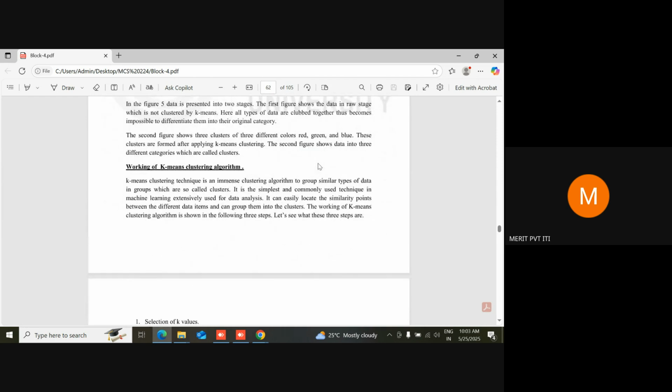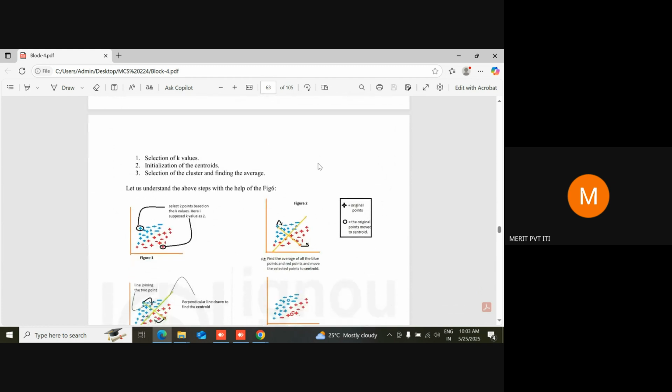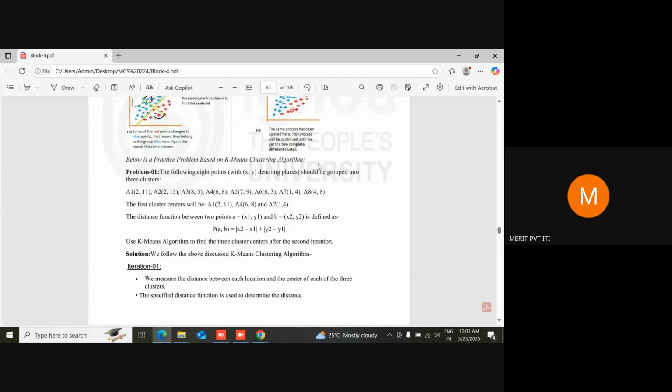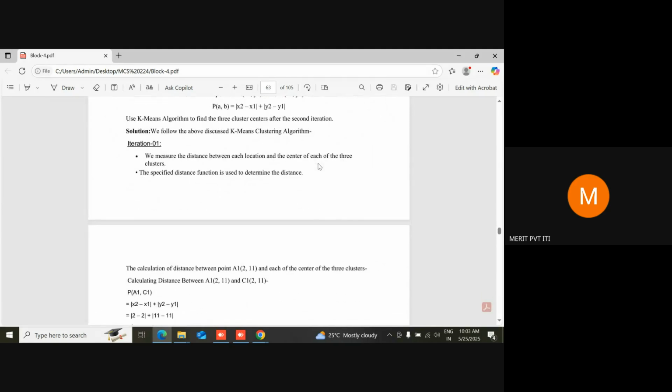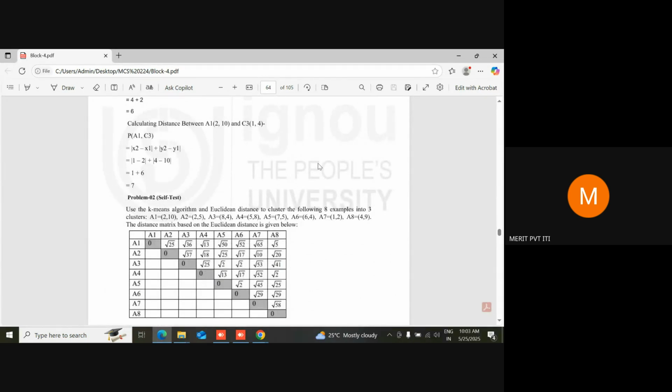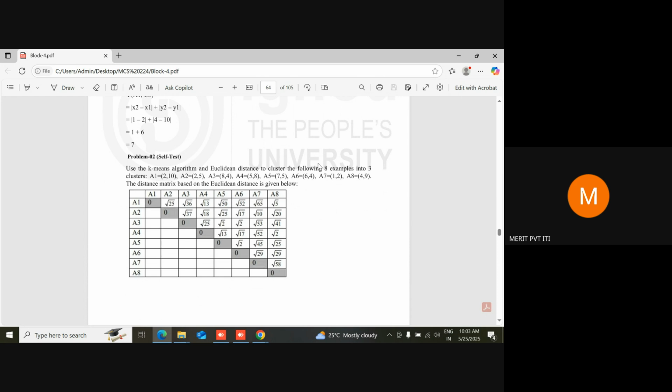So the working of the K-means algorithm is there, so that you can see that this is the algorithm. This is the algorithm. So that's the position there. K-means algorithm, everything above comes from this.